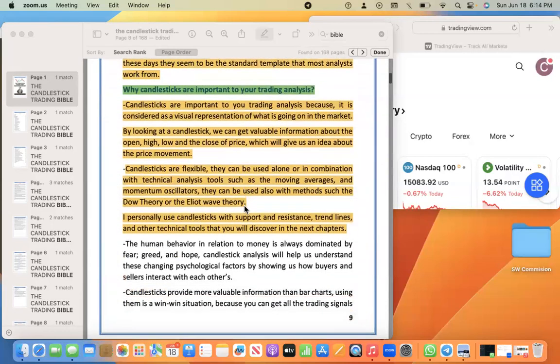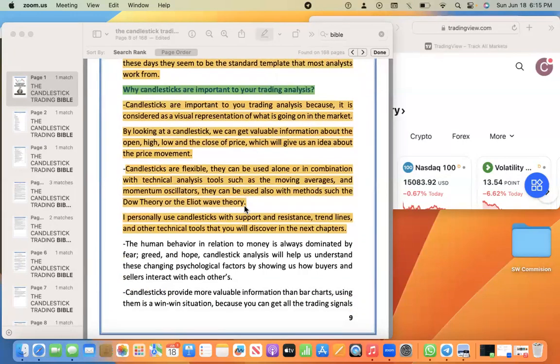So candlesticks are important to your trading analysis because it's a visual representation of what is going on in the market. Again, I've said this before, by looking at the candlesticks, you get valuable information about the open, high, low, and close of the price. I'm just going to tell you about price movement.